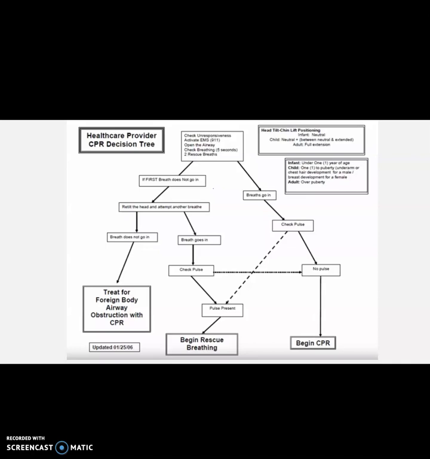We always are checking for responsiveness. We're activating EMS, we're opening airway, we're checking breathing, we're providing breaths. But then if the breath doesn't go in, right, you say yes or no, and then you act accordingly to whether the breath is going in.